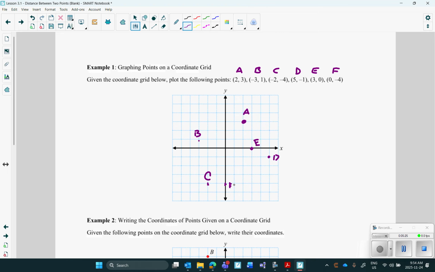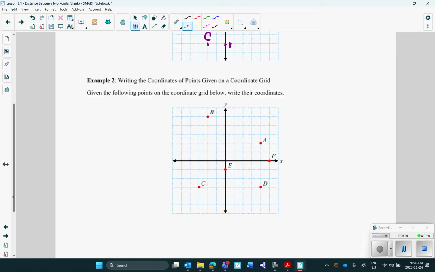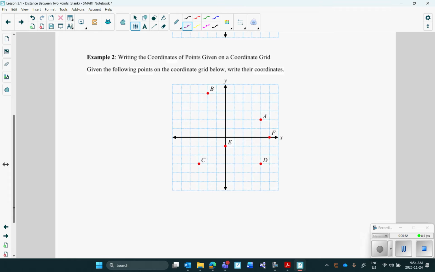Good. Now what about if we're asked to go backwards? You're given the point, you're asked to write the coordinate. So we can just write these beside the capital letters. Can somebody tell me the coordinate of A? Sarah? 2 and 2. 2, 4. 4, 2.